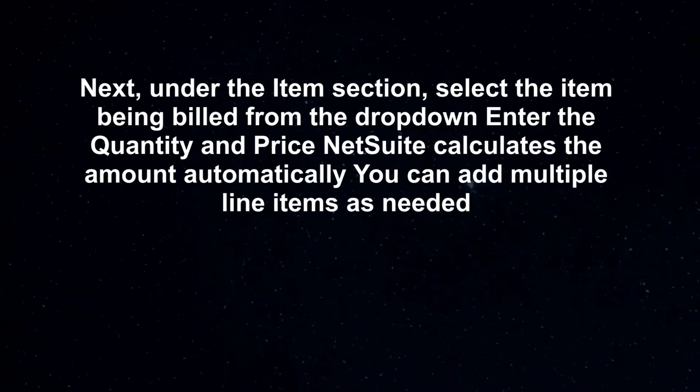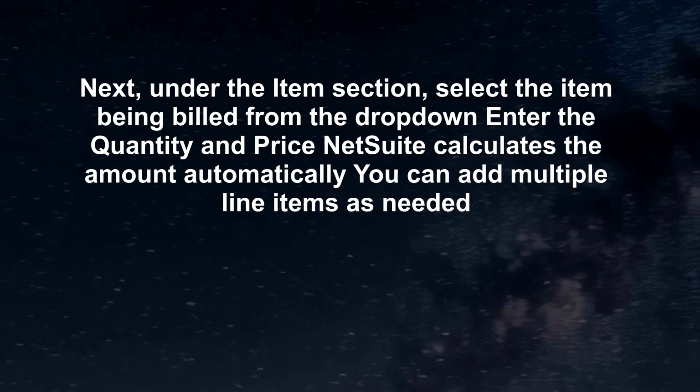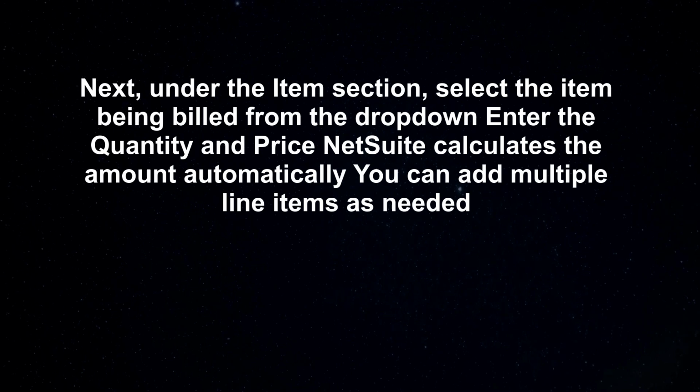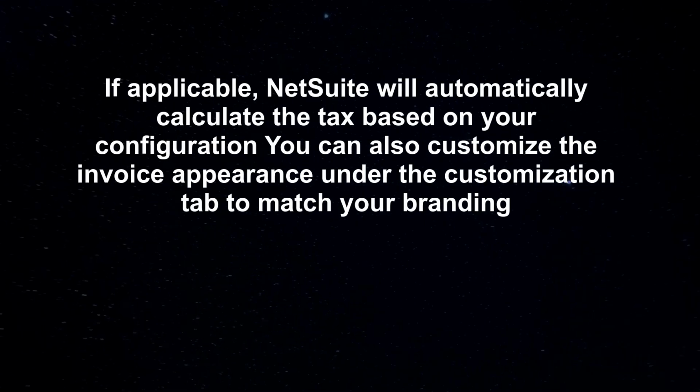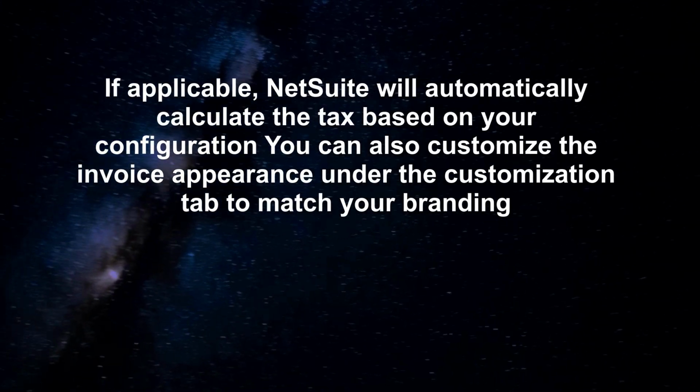Next, under the Items section, select the item being billed from the drop-down, enter the quantity and price. NetSuite calculates the amount automatically. You can add multiple line items as needed. If applicable, NetSuite will automatically calculate the tax based on your configuration.